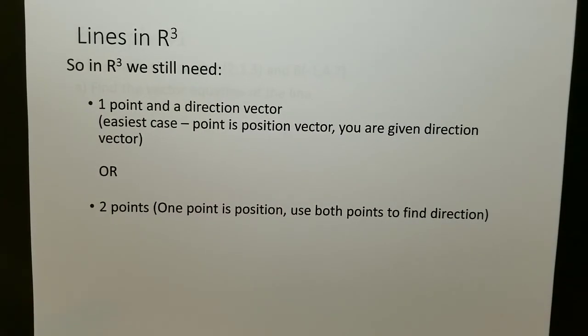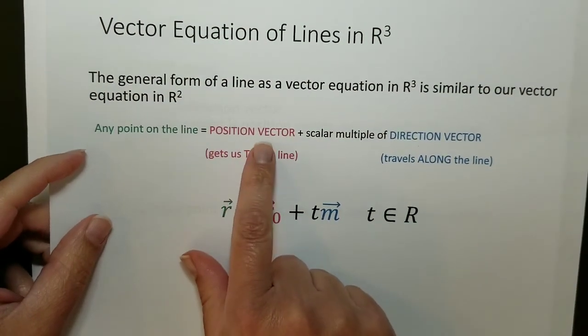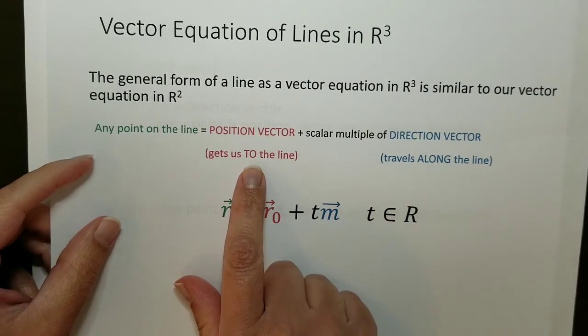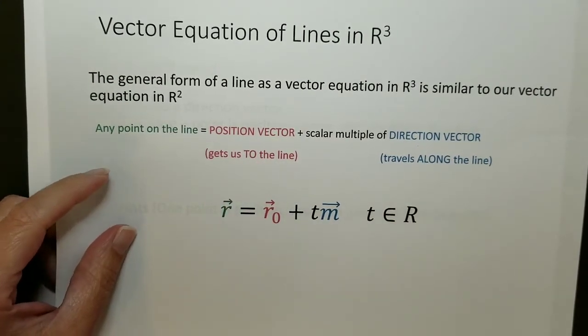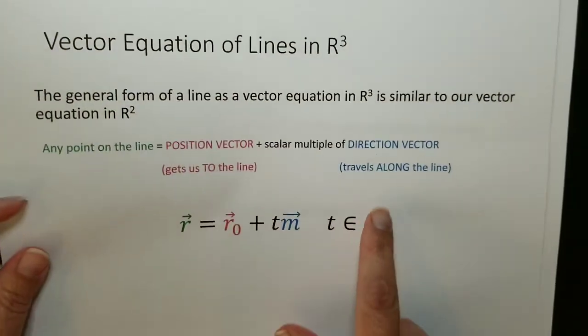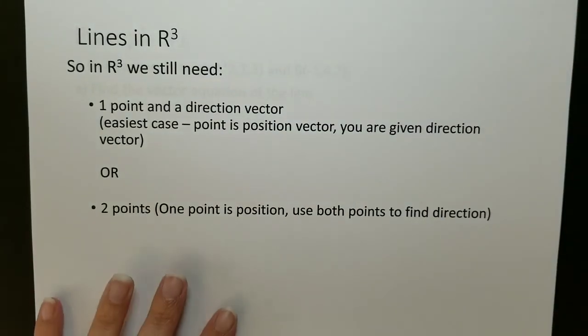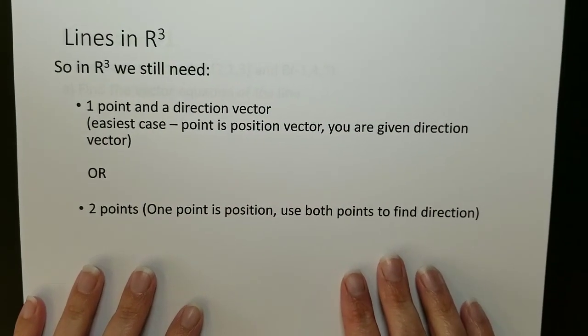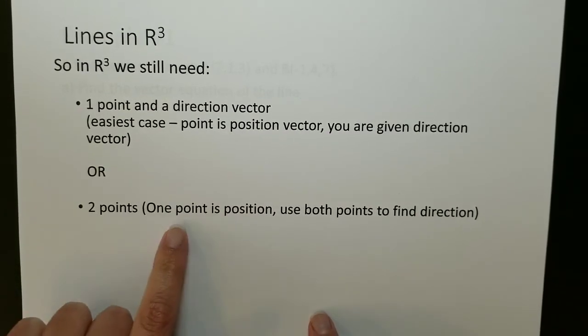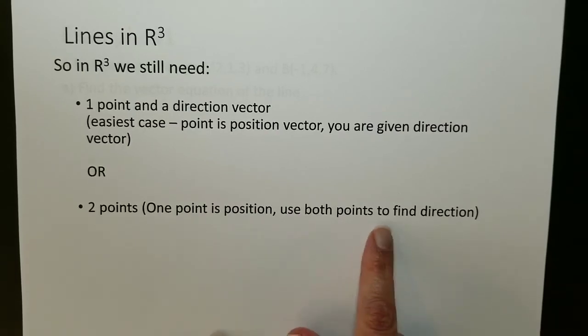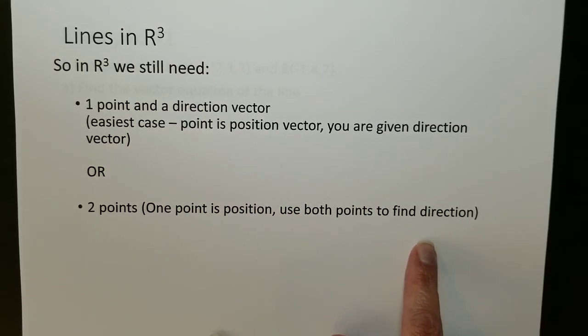So to find the equation of a line, we need one point and a direction vector. If we know that, that's the easiest case, because the point is going to be our position vector. That's a point that gets us to the line. If we know a point, then the vector to that point gets us to the line. And the direction vector would obviously be traveling along the line, the direction of that line. The other alternate piece of information you could be given is two points. So you're going to use one point as the position and use both points, like A and B, for instance, to find a direction vector from one point to the next.